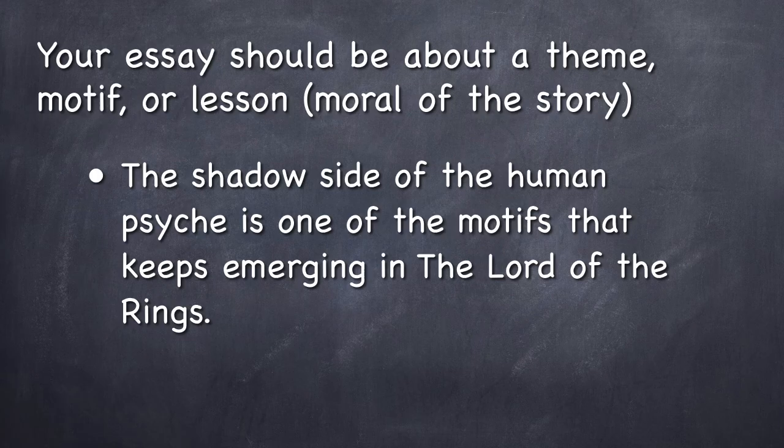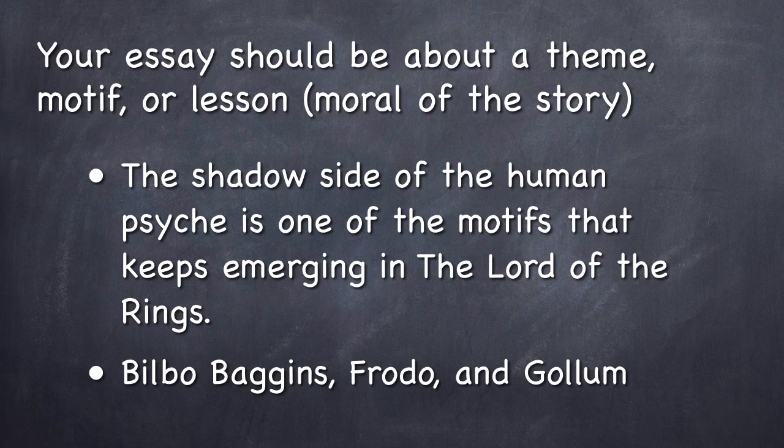The shadow side of the human psyche is one of the motifs that keeps emerging in The Lord of the Rings. More specific examples are Bilbo Baggins, Frodo, and Gollum, and each of these characters experiences this sudden and rapid descent into the shadow side when exposed to the ring. When in the presence of the ring, each of these characters gets in very close contact with their evil side. That's just one of the themes in Lord of the Rings, and you can write an essay just on that theme. In fact, that's what you should be doing. You should pick a theme and write an essay on it.